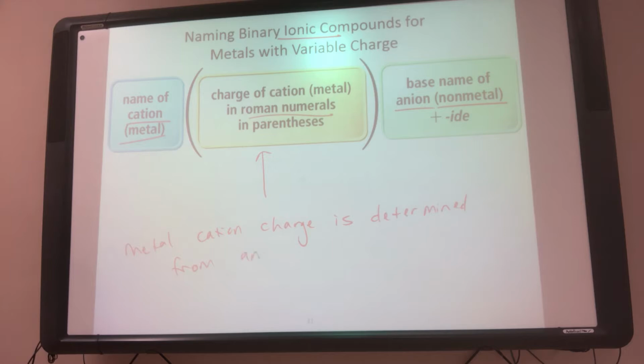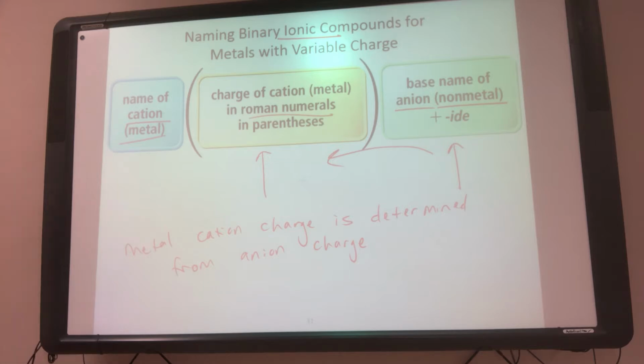So remember that the metal cation charge is determined from the anion charge. So I kind of want to do these a little bit differently because I have to look at him first and then I can answer what his charge is going to be. Alright, so like I said, the best way to figure these out is to practice.